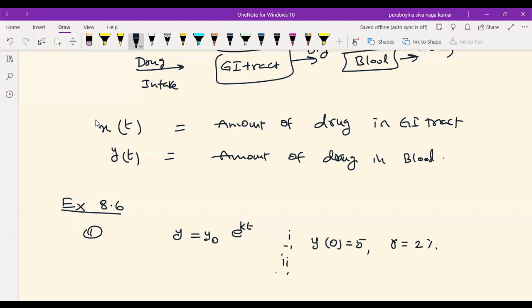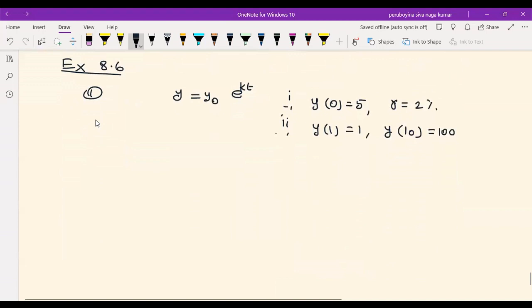Second problem, in this same scenario, second question: y of 1 is equal to 1 and y of 10 is equal to 100. Actually, if you observe here, you can find differences in these two questions. In the first question, initial conditions are given, and the other thing given is the rate of growth. In the second problem, both conditions were mentioned to create an equation. Okay. So let us see how we can solve this kind of problem.